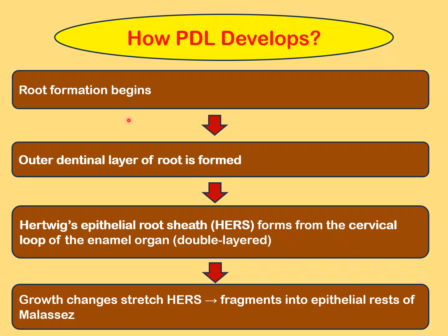So let's look at how the periodontal ligament or the PDL develops. The process begins with root formation. As the root starts to form, an outer dentinal layer is laid down. Next, the Hertwig's epithelial root sheath forms from the cervical loop of the enamel organ. This sheet is a double layered structure, and it is an important structure because it shapes the root structure. As the tooth continues to grow, it stretches the sheath, which causes it to fragment into small clusters called the epithelial rests of Malassez.